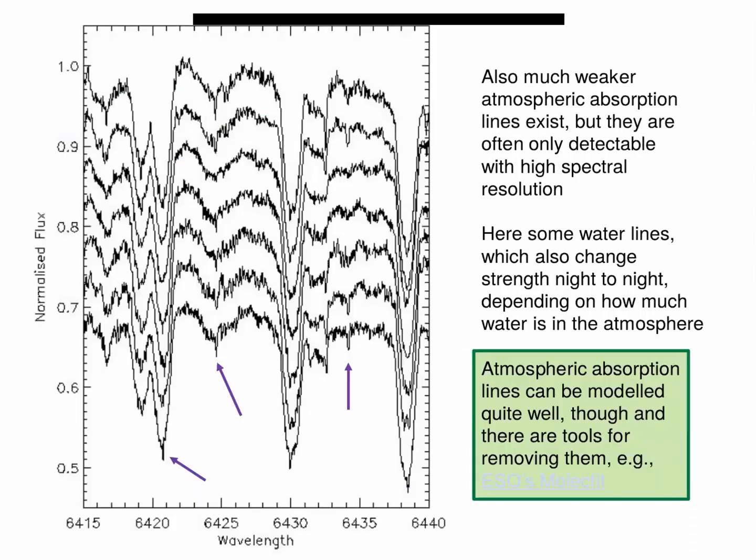And then there are also water lines. There are lots of small water lines bluewards of about 500 nanometers. Here there are several spectra taken on different nights, and I point to some features that sometimes are there and sometimes are not. That comes from water. Fortunately, the absorption lines can be modeled quite well, oxygen especially, because we know how much oxygen there is. The water, of course, depends on the night, on how much water vapor there is in the atmosphere. But there are tools to remove this, and one of my favorites is ESO's MolecFit.